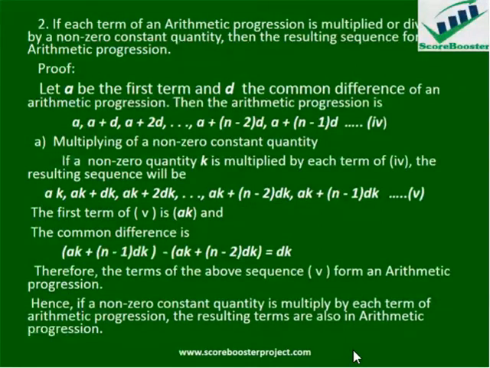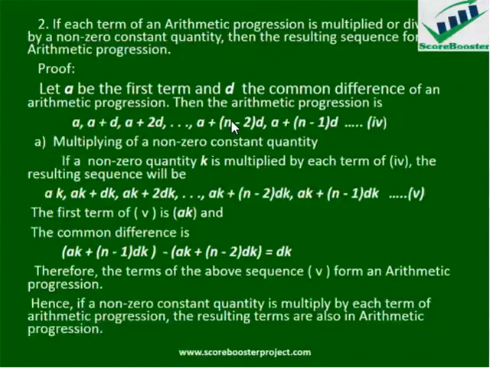If each term of an arithmetic progression is multiplied or divided by a non-zero constant quantity, then the resulting sequence forms an arithmetic progression. That is, if you divide each term of an arithmetic progression or you multiply them by a non-zero constant quantity, that is a quantity that is not equal to 0, then the resulting sequence also forms an arithmetic progression with a unique common difference. So this proof is also divided into two parts.